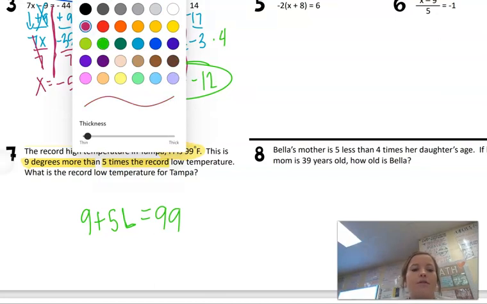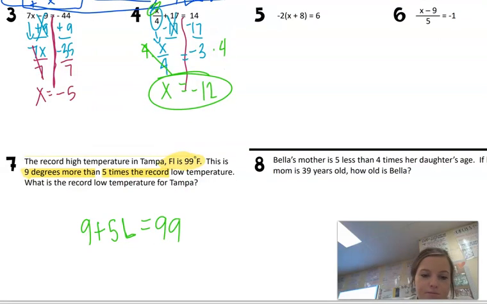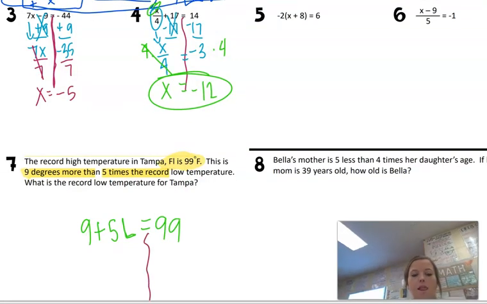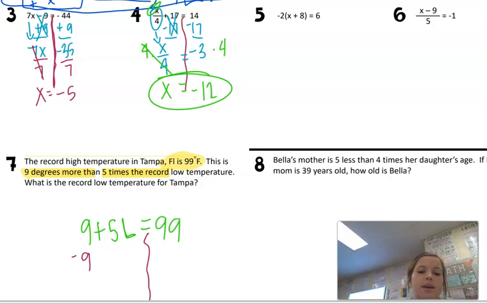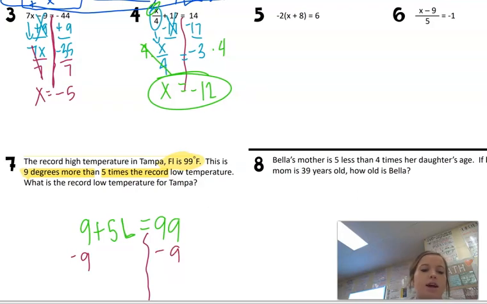So after we draw our river here, what do we have to do first? Well, first we look at our constant. Our constant is 9. We ask ourselves, is that 9 positive or negative? Well, our 9 is positive, so the opposite of positive 9 would be negative 9 or minus 9. So we're going to minus 9 on both sides.